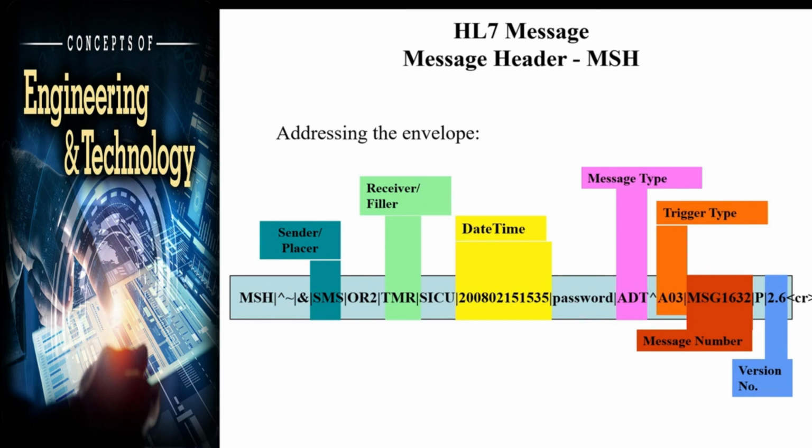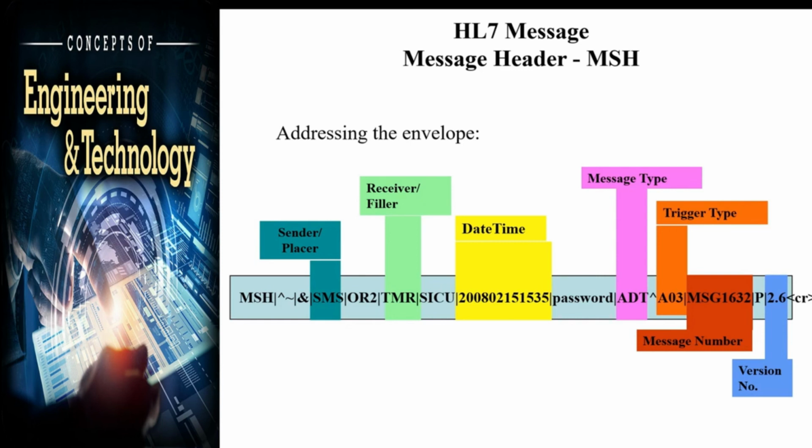So ADT is the abstract data type. So the message type also you can give. There are a lot of message types. I'm just going to show a few examples here. So what is the trigger type? The trigger type is A03. Then we have the message number. Each and every message will have a number.